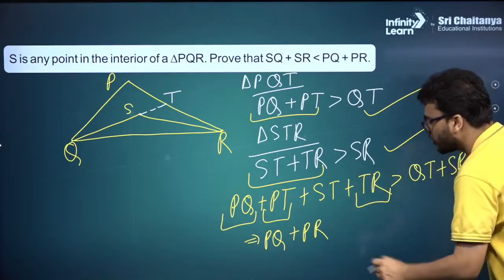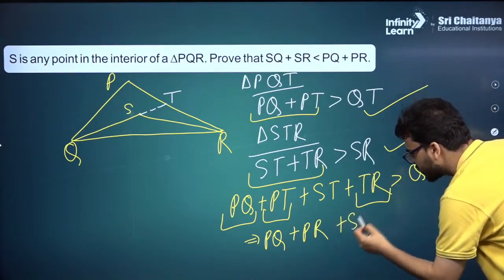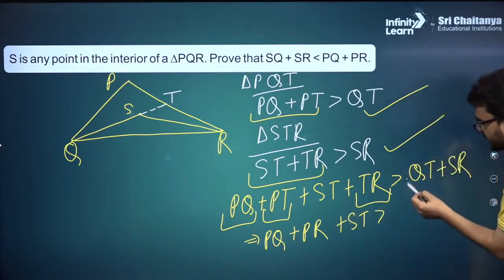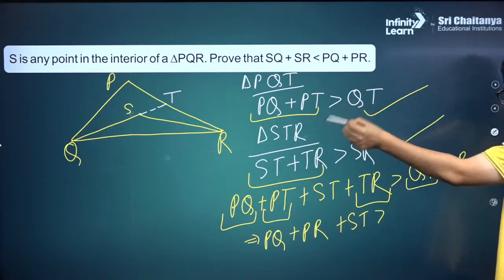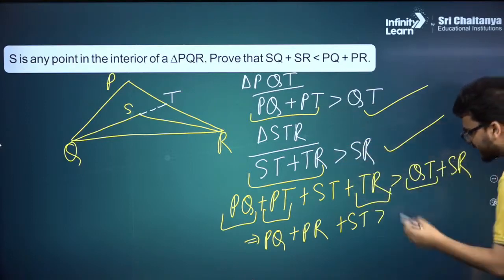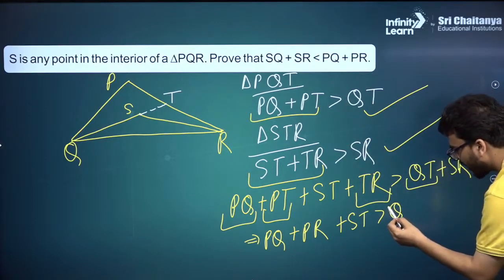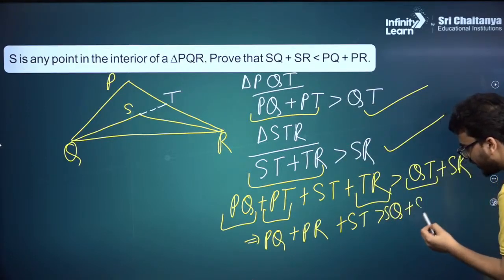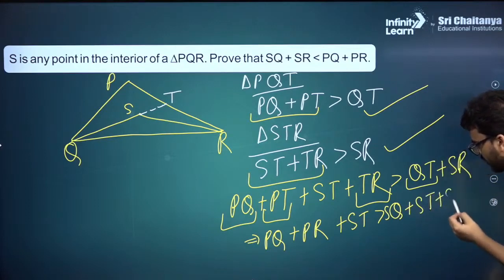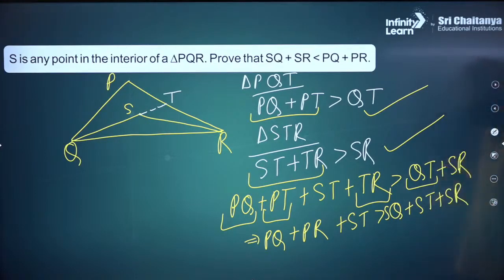So let it be like that only. ST, we can write it like this only, leave it like that. In place of QT, if you see QT, that is QS plus ST. So that is nothing but, or I can write SQ plus ST. SQ plus ST plus SR over here, correct? So can I not cancel out this ST, guys? I can cancel out this ST.